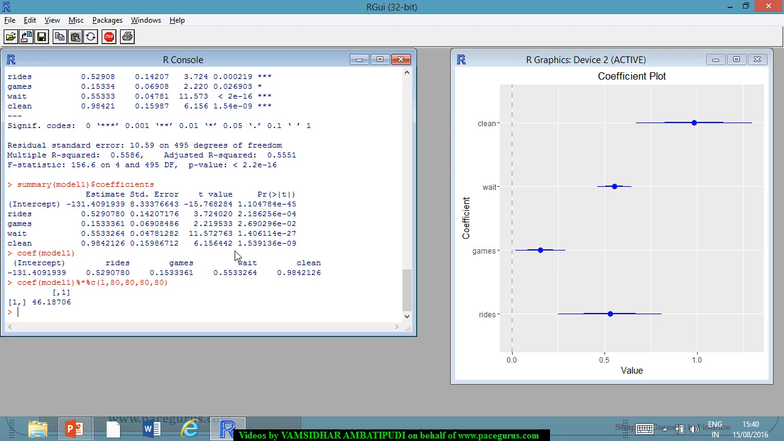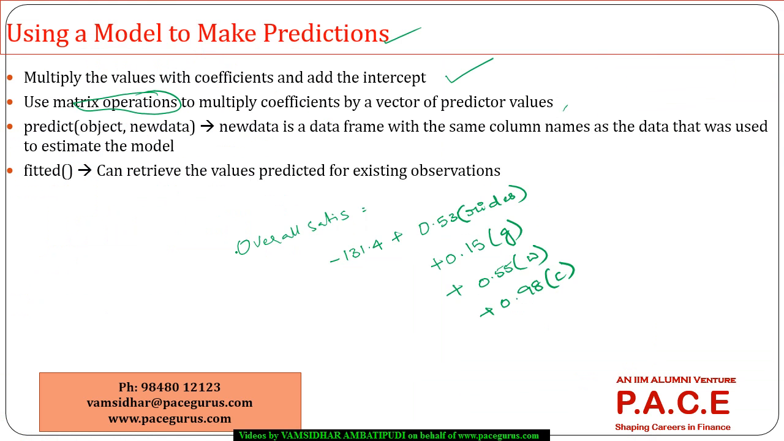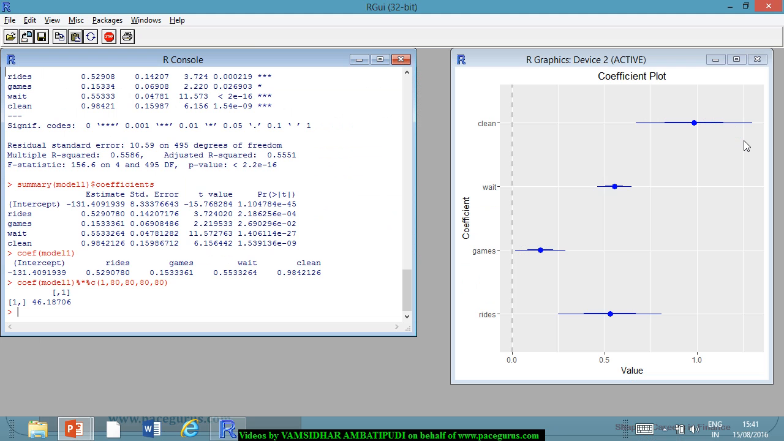Right? And I can also use the predict. The other way I can do this kind of an estimate is the predict function, where I'll give the object and I'll give a new data. New data is a data frame, with the same column names as the data that we have used to estimate the model. So it should be the similar kind of data, right?